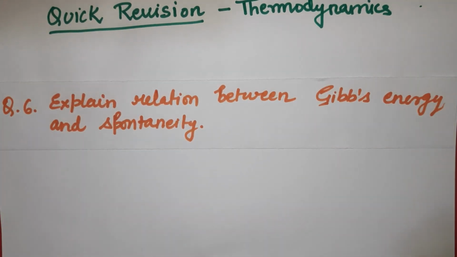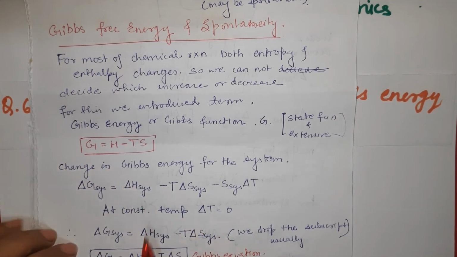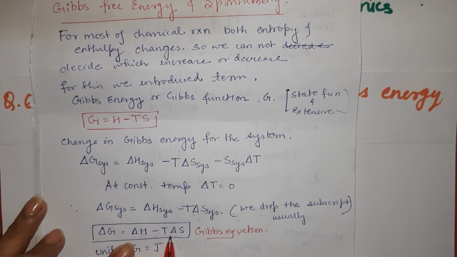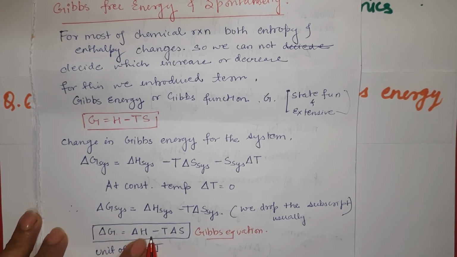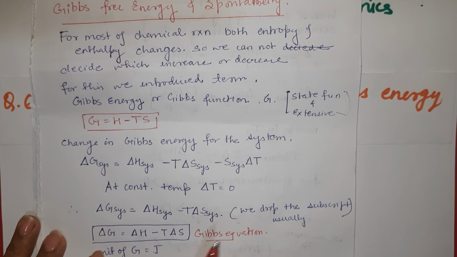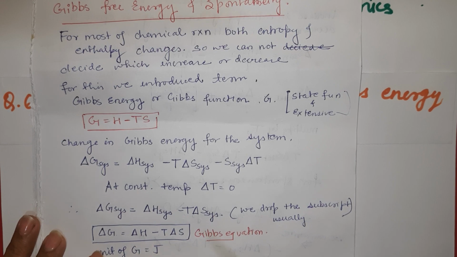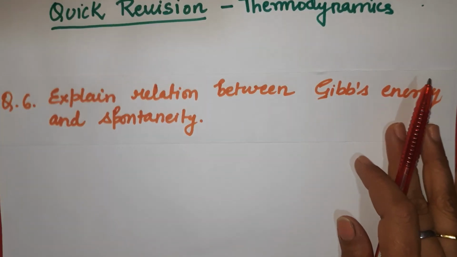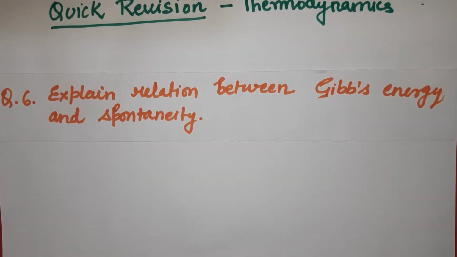The next question: explain the relation between Gibbs energy and spontaneity. A very good question, and you can give the answer from here: delta G is equal to delta H minus T delta S. This is the Gibbs energy related to enthalpy and entropy, and from here you can give the relation of Gibbs free energy and spontaneity, that is, how temperature, entropy and enthalpy affect the spontaneity of the reaction. So the question is to explain the relation between Gibbs free energy and spontaneity. We have to explain it a little bit more.